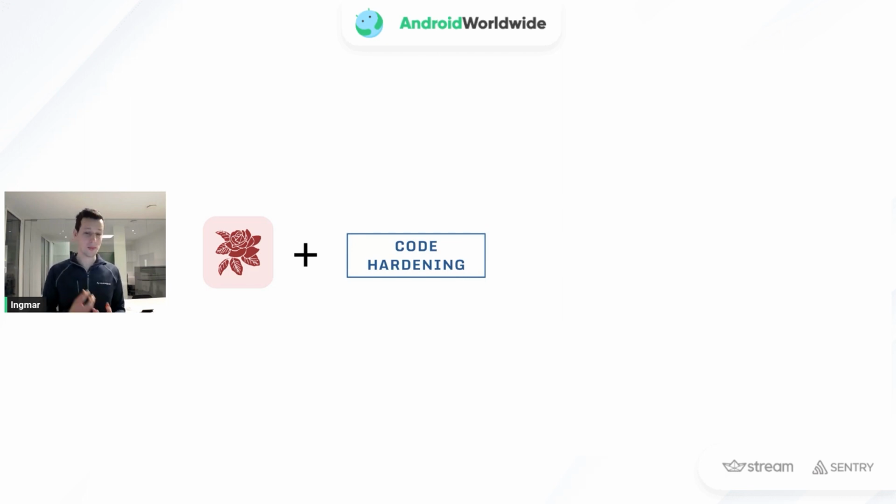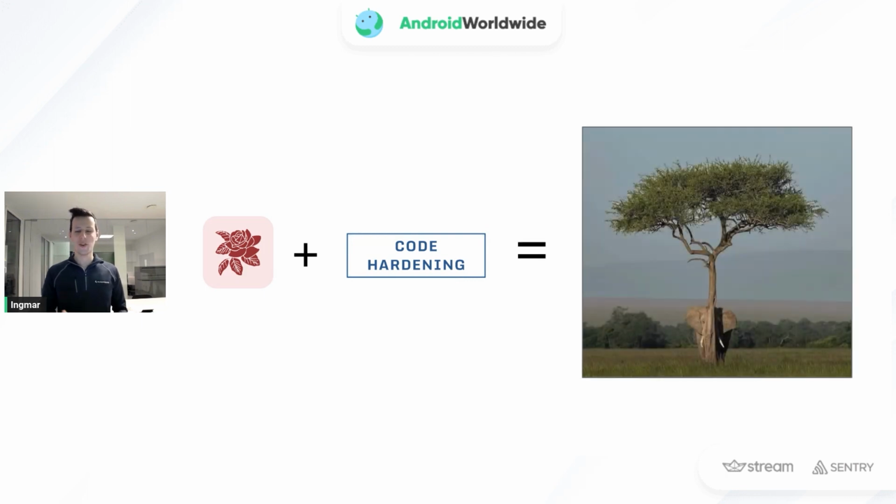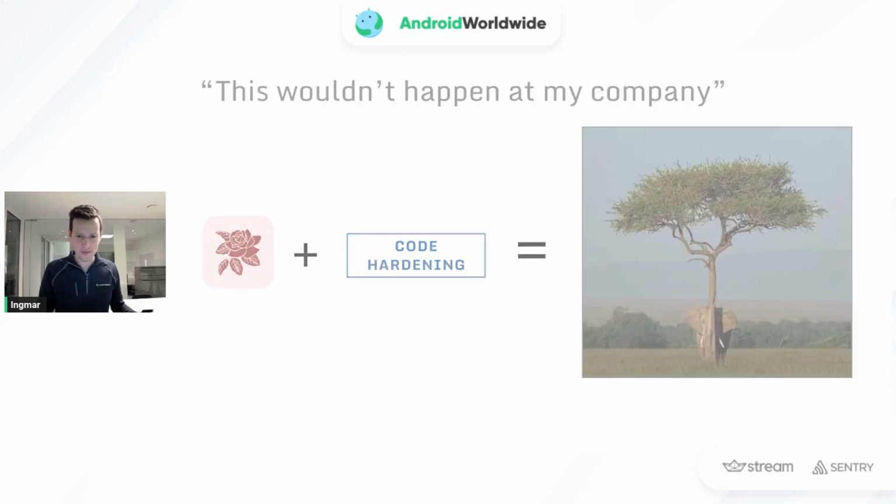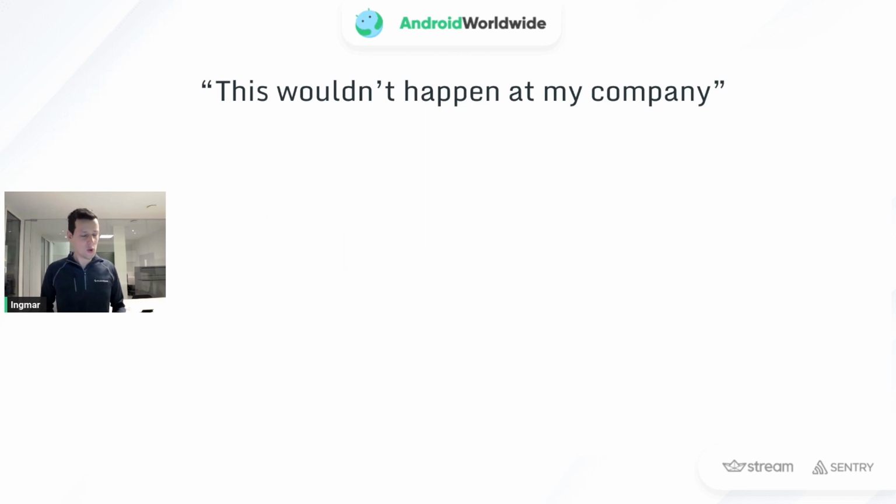Hiding security flaws behind code hardening, I'd like to compare that with hiding an elephant behind a tree. You make it harder to find the elephant, but that's not really the point. You should remove the elephant from your app altogether, not try to hide it. So code hardening is not the answer here. And so you might be thinking, what is the answer then? Better code reviews. This wouldn't happen at my company because we do good code reviews. And then also, I have bad news for you, because it happens all the time with very big applications.